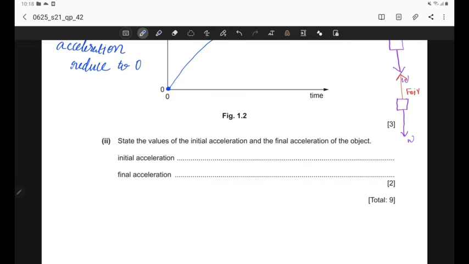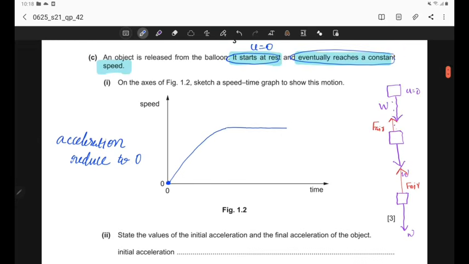Part 2. State the values of the initial acceleration and final acceleration of the object. Initially, when the object starts to fall, its initial velocity is 0. So the object has no speed, so no air resistance. Only one force is acting, its weight. So the acceleration will be the acceleration due to gravity, the g value, that is 10 meters per second squared.